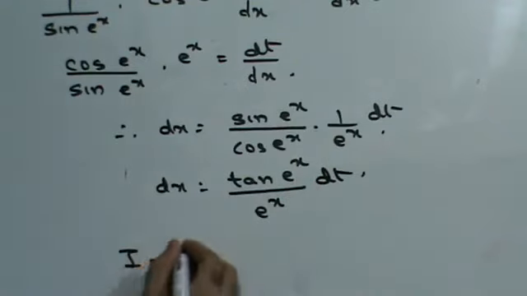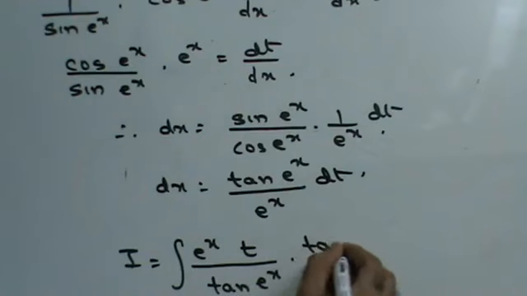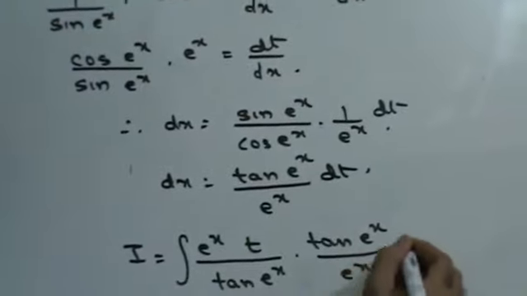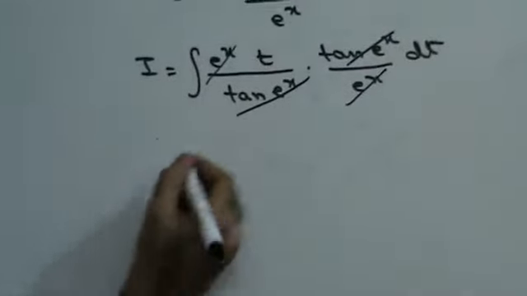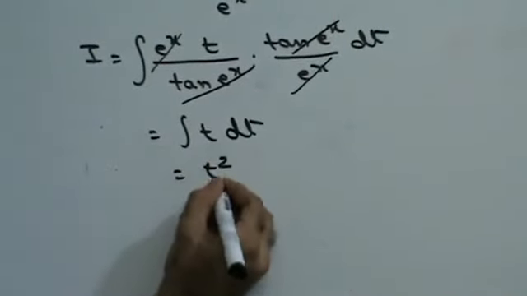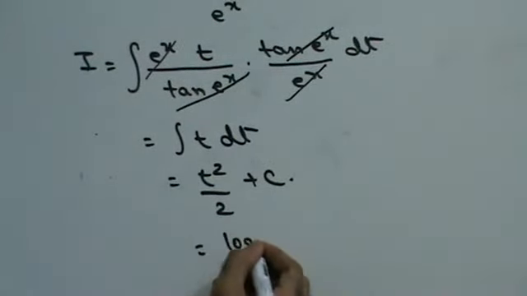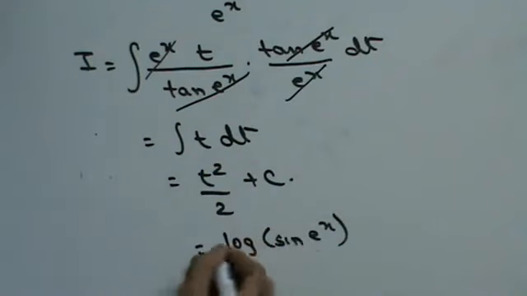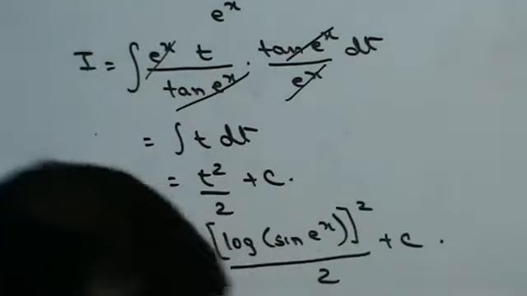I can say I is integral of e raised to x t upon tan e raised to x. This can be written as tan e raised to x upon e raised to x dt. E raised to x, e raised to x gets cancelled. Tan e raised to x, tan e raised to x gets cancelled. Integral of t dt, which is nothing but t square by 2 plus c. Substitute the value of t. Log sine e raised to x the whole square by 2 plus c. That will be your answer. Next, let's move on to the next one, guys.